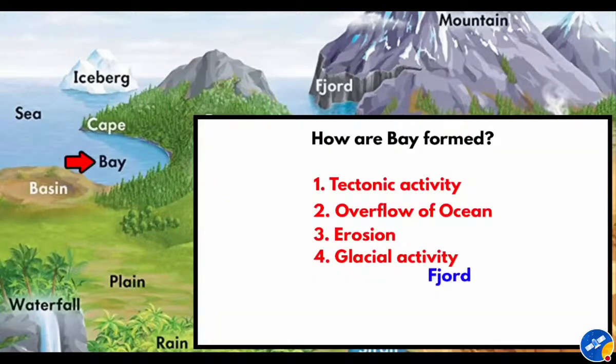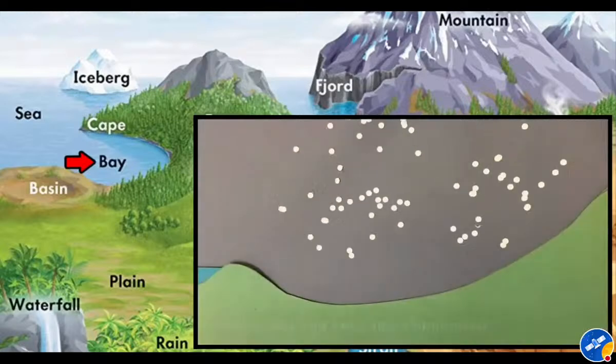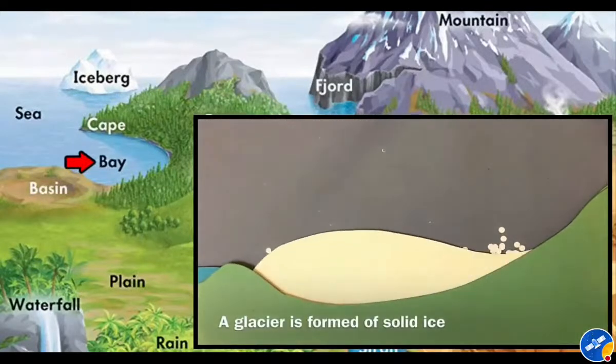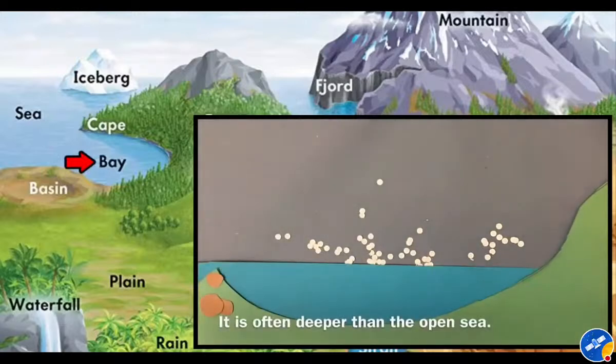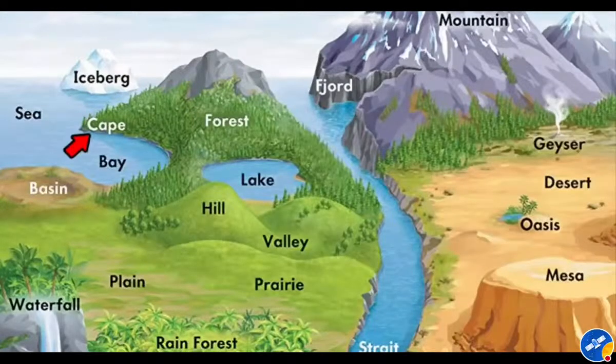I want you to recollect fjords. If you remember, they are formed by slow movement of glaciers. A glacier slices through the bedrock of an area, leaving a long steep canyon which gets filled up with seawater. So even a fjord is a bay. The next one is cape.